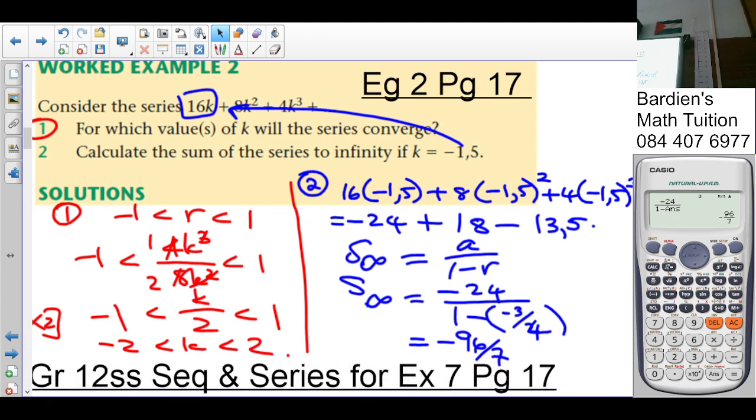Any confusion here? You all understand? So again, once I give you the value for k, we substitute it into the series. We get the series in terms of numbers, and then we know exactly what to do from there. Again, a series will converge if and only if R is between negative 1 and 1, provided R is not equal to 0. That's a given already.